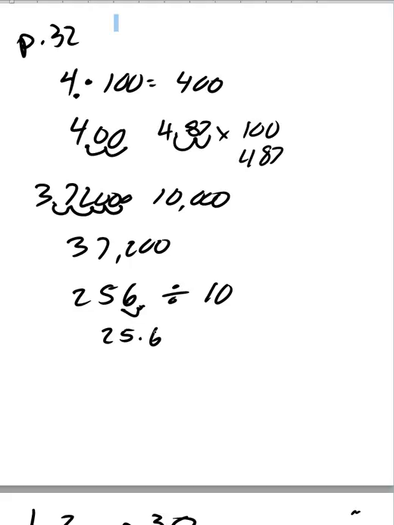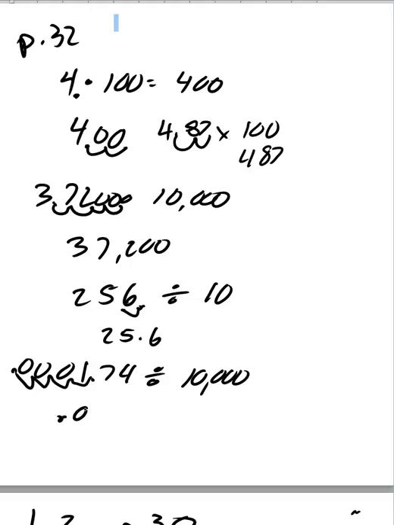If I was going to do that same type of thing and divide, let's say, 1.74 divided by 10,000, once again, I have 4 zeros, so I have to move the decimal point 4 places to the left. 1, 2, 3, 4. And so your answer would be 0.000174. Those are just a few things that it talks about. And that goes on from about page 32 to the exercises, which are on page 35.